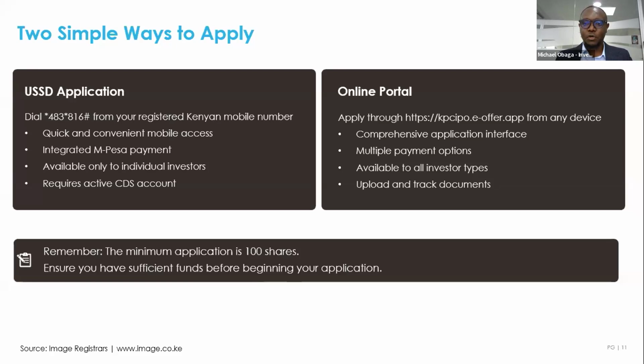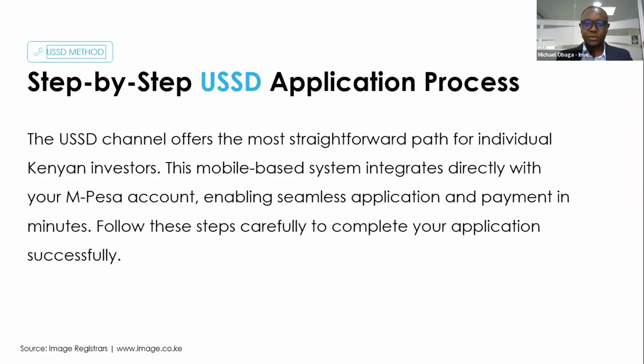We also have the online portal that allows for a comprehensive application, whether you're applying as a joint applicant or as a corporate. Remember, the minimum number of shares to participate is 100 shares, and there are no fees attached. So if you're buying 100 shares at 9 shillings per share, then you need 900 shillings in your M-Pesa or in your account. So, the step-by-step USSD application.